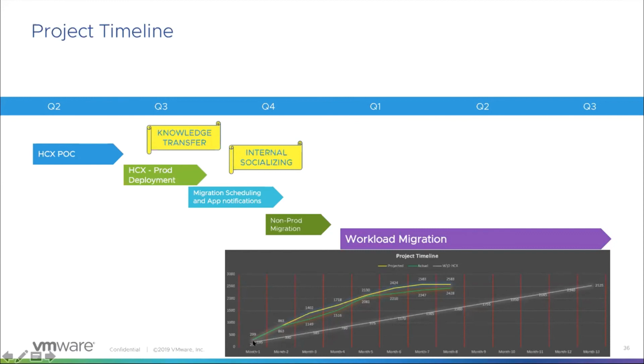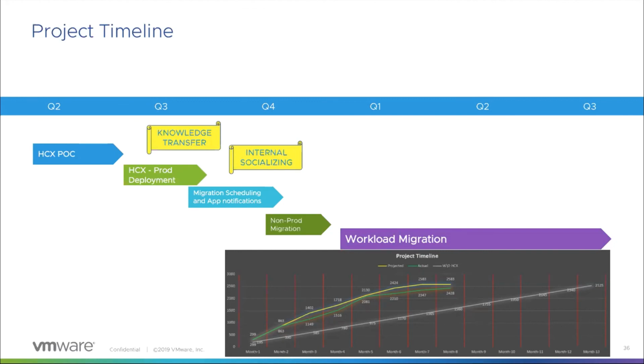you can see that there is a very linear line that goes from left to right. Now, this is the line which is a projection when the customer had not even heard of the HCX solution. So they were looking at a time frame of roughly 15 to 18 months. And that's how they thought that these 2,500 VMs would be migrated across. This was based on their prior experience of data center evacuation, data center consolidation, those kinds of projects.